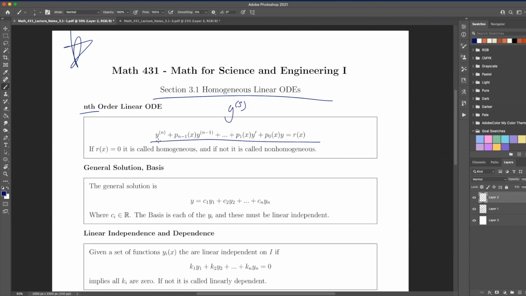And so here we're just going to say, an nth order ODE. So the highest derivative here is y to the n, right? So y to the n plus some pn, some function of x, times y to the n minus 1, so all the way down, plus some r of x. And if it's 0, we call this homogeneous. If not, it's non-homogeneous.